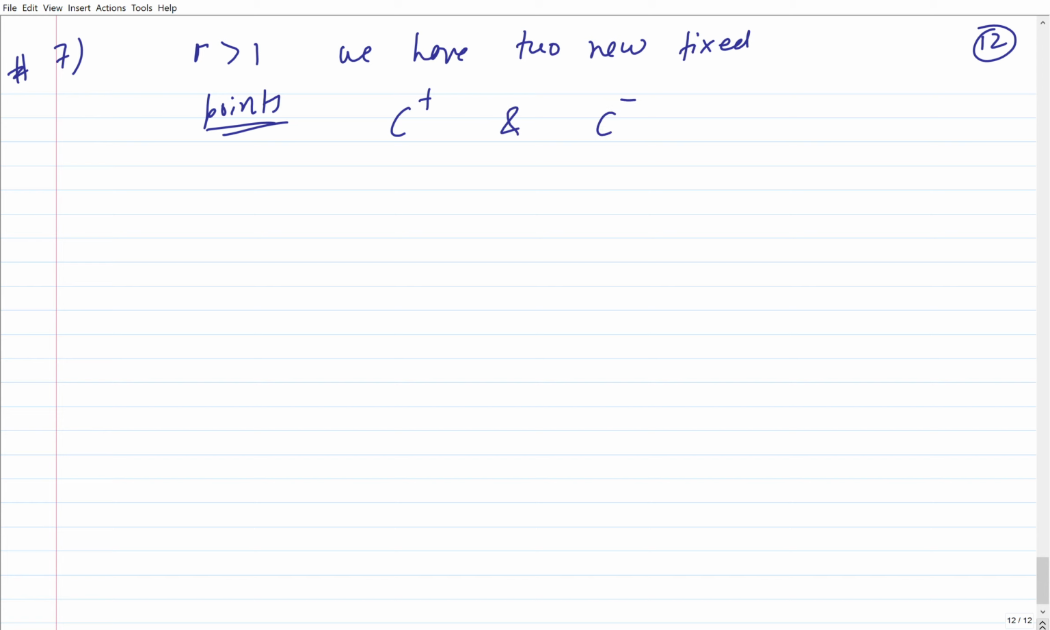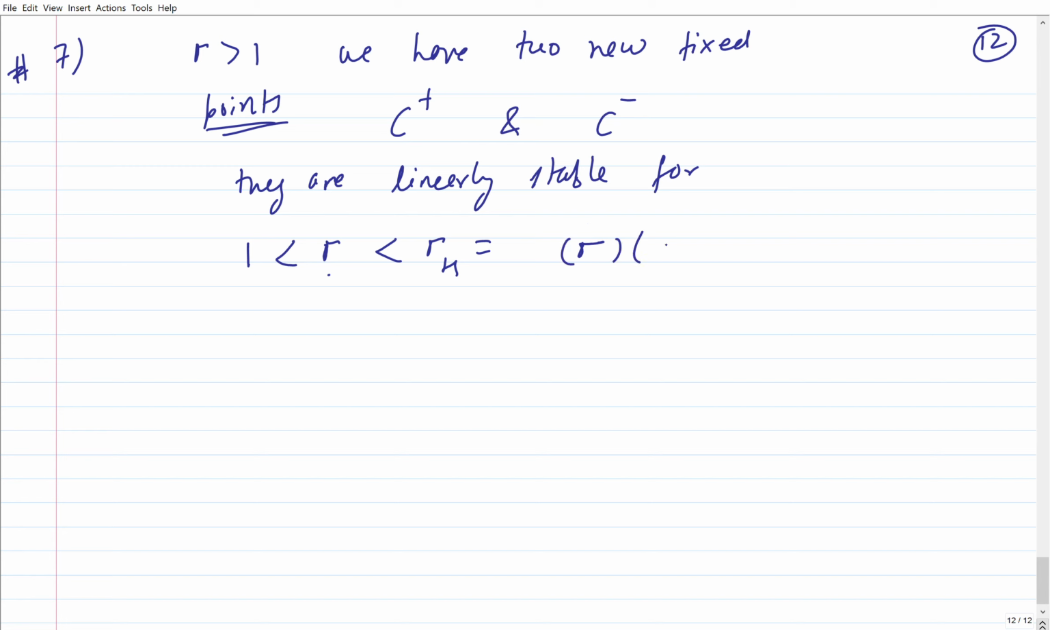Finally, the seventh property. For r greater than 1, as we already saw, we have two new fixed points, as we discussed, C plus and C minus, and it can be shown they are linearly stable for r greater than 1 but less than a value rH, which is sigma plus b plus 3 divided by sigma minus b minus 1. Of course, we are assuming sigma minus b minus 1 is greater than 0.